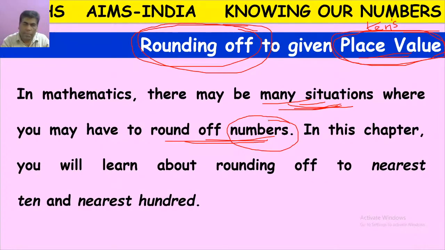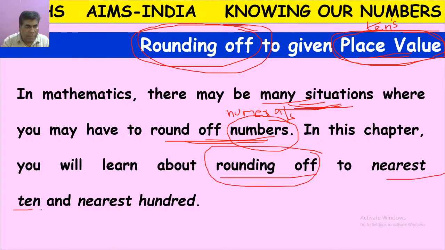What is the other name for numbers? We call it a numeral. Numbers are numerals. So in this chapter, we will learn rounding off to the nearest 10 and nearest 100. Here we are going to learn how to round off to the nearest 10 or how to round off to the nearest 100. Particularly these two topics we are going to cover.